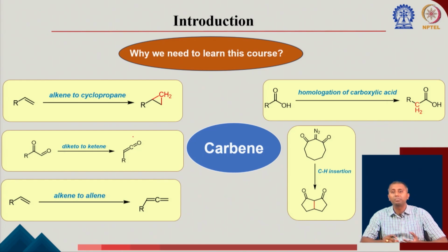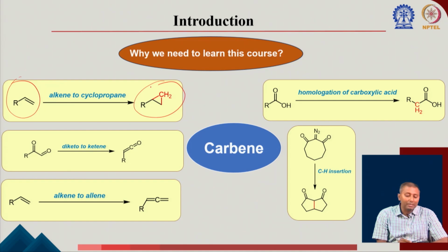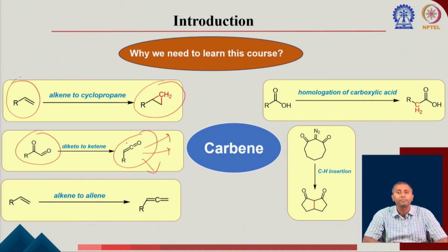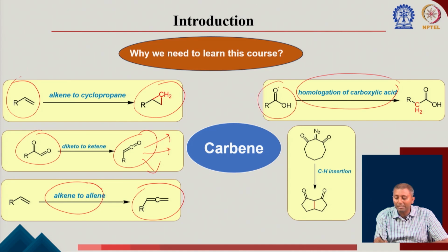I think once you try to study some topic, we should ask ourselves why. The question is, by studying carbene you are able to learn how to convert this olefin to the corresponding cyclopropane. You can learn how to convert these 1,2-dicarbonyl compounds to the corresponding ketene, and from the ketene you can synthesize a variety of compounds. So, that is a reactive intermediate again. Then from alkene to allene, so that is the allene structure. Then homologation of carboxylic acid: starting from this carboxylic acid you are able to introduce this CH2 group here.